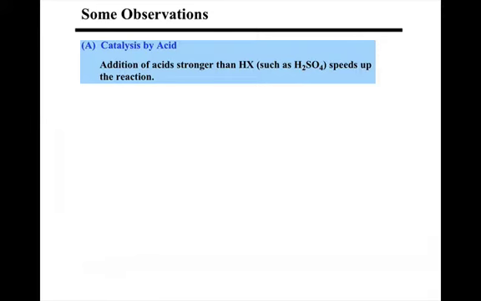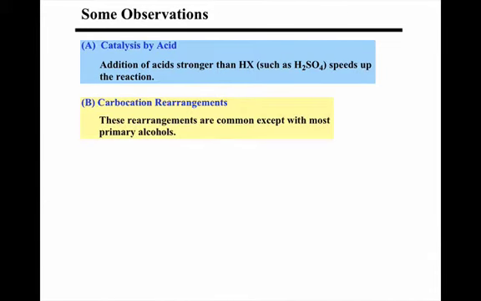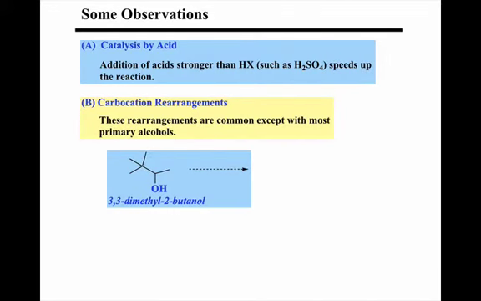Well, let's continue talking a little bit about how we can convert alcohols into alkyl halides. It turns out to be a pretty important reaction. And it turns out that we find that acid promotes this reaction very well. So if we have stronger acids than the hydrogen halides, like sulfuric acid, the reaction goes much quicker. We also notice that carbocation rearrangements are quite common. So if you have secondary alcohols and tertiary alcohols, you will find rearrangements occurring in these reactions. Okay? Only the primary alcohols avoid it because we can't get a primary carbocation very easily, right?